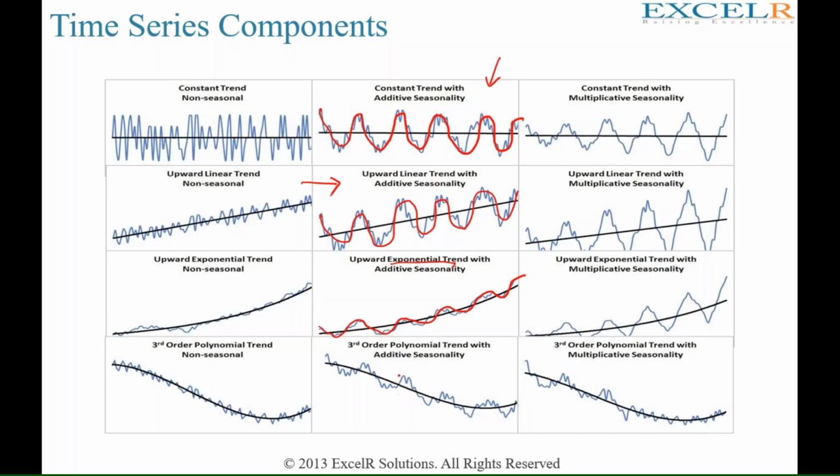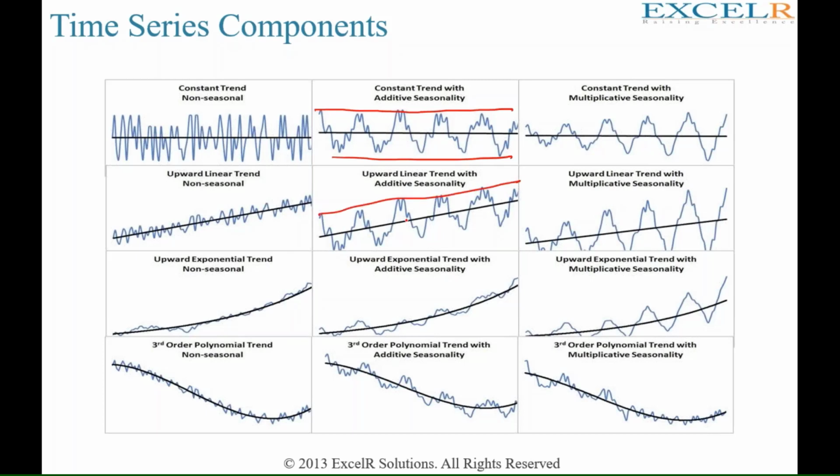Now, when do we call seasonality additive or multiplicative? Here, if the magnitude of seasonality doesn't fluctuate drastically, it is additive seasonality. Here also the magnitude doesn't change. Here also the magnitude doesn't change. If the magnitude doesn't change, it is called additive seasonality.